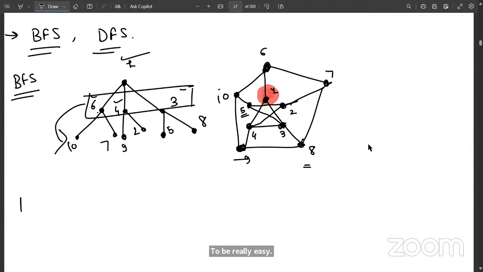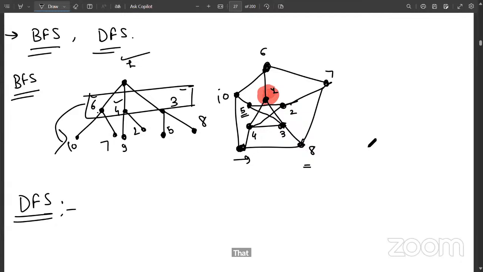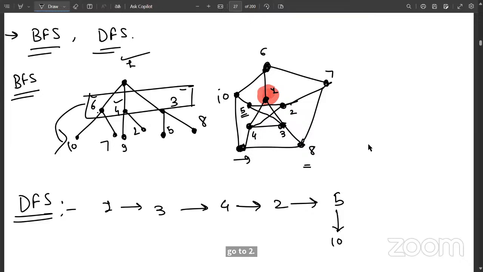Now what will be the DFS? DFS says you don't have to bother about the sequence. You can go ahead with one vertex, select one neighbor, and then again go ahead with that neighbor's neighbor. You don't have to come back to the same level until you finish your graph or you have no new vertex to visit. For example, if I start with 1, then from 1 I can go to 3, from 3 to 4, from 4 to 2, from 2 to 5, from 5 to 10, from 10 to 6, from 6 to 7, from 7 to 8.